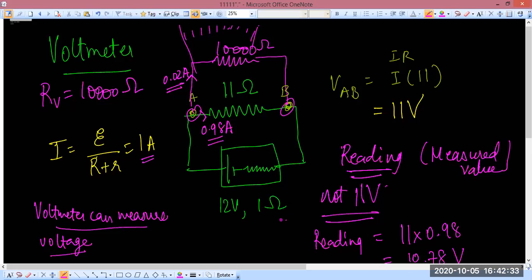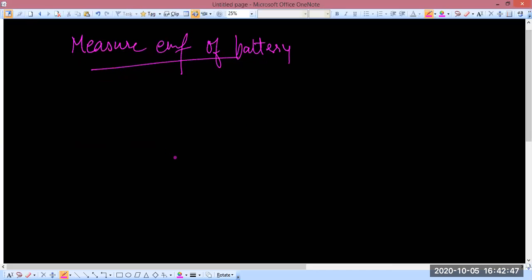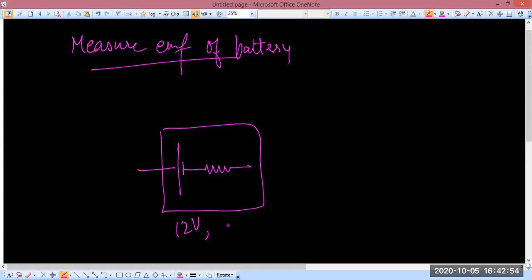But suppose you want to measure EMF. Let's say we want to measure the EMF of a battery or a cell. See, the problem is weird; I'll tell you why. Let's say this is that battery, 12 volt and 1 ohm. I want to measure its EMF. What is the definition of EMF? Can the knowledgeable students of a knowledgeable teacher tell me what EMF is?